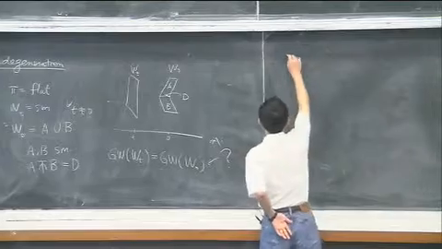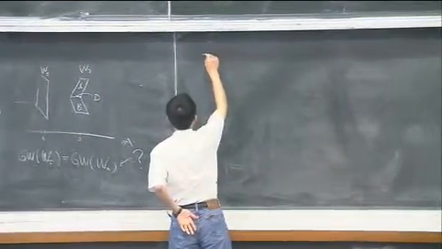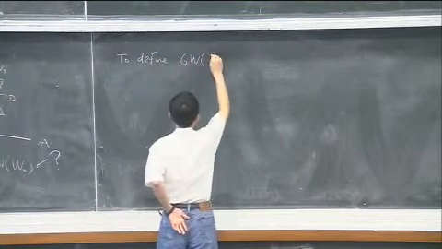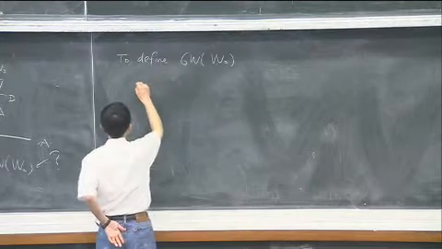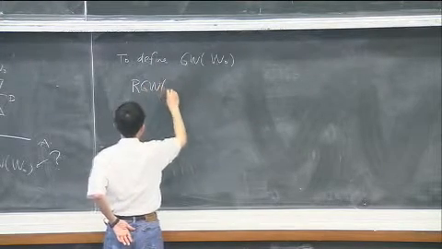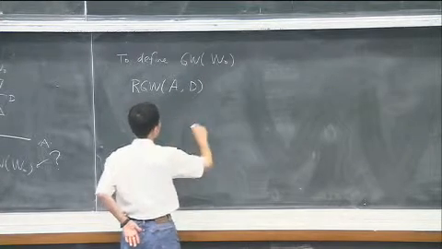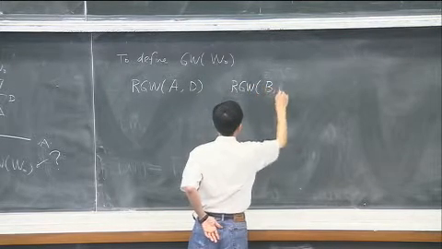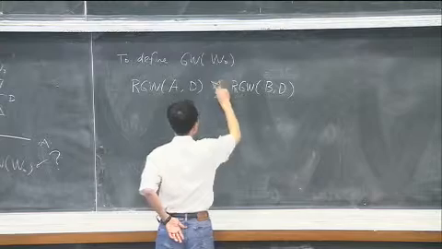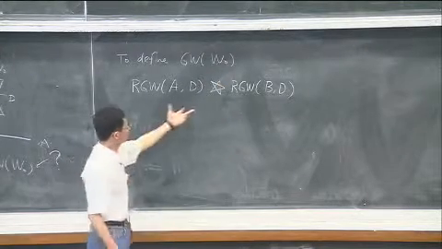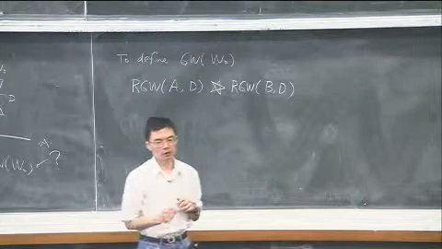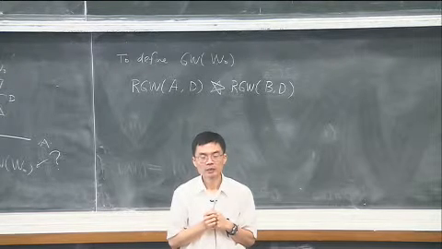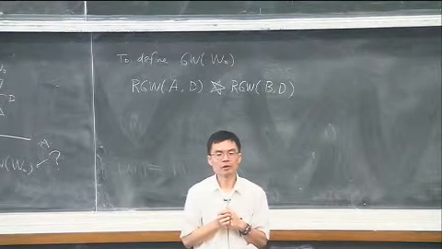So how to define this? To define this, you will have to use the relative Gromov-Witten invariants of A with respect to D and the relative Gromov-Witten invariants of B with respect to D, and combine them in a certain way. By this combination I can define it. That's the only way we are able to define it so far.